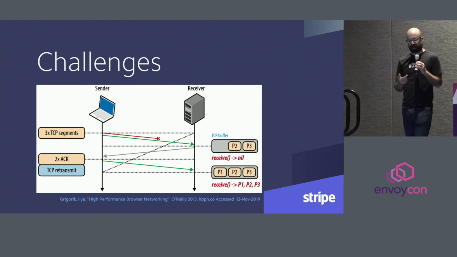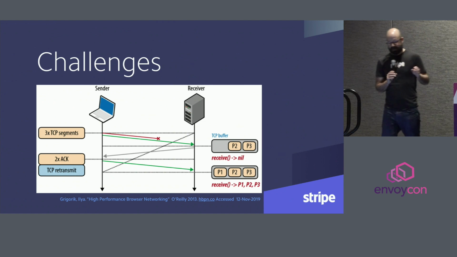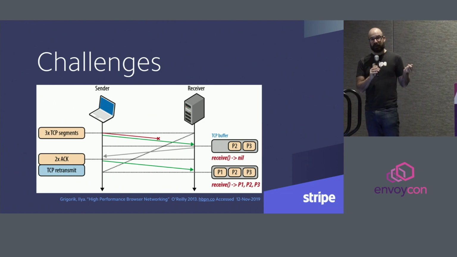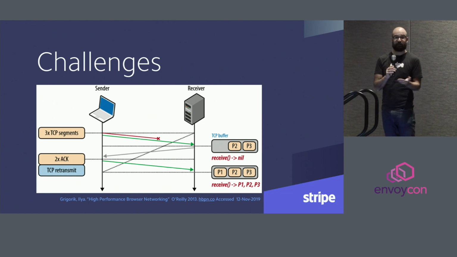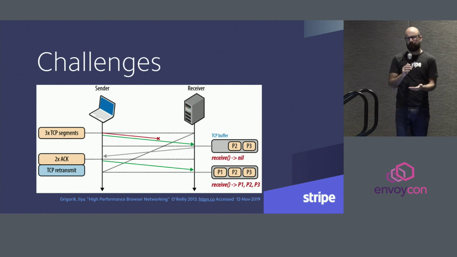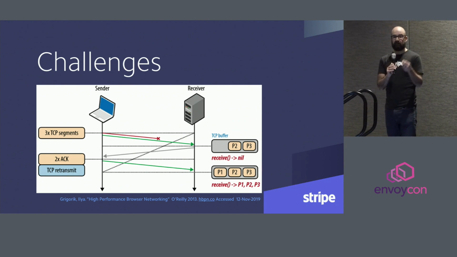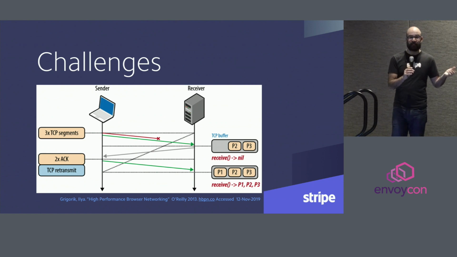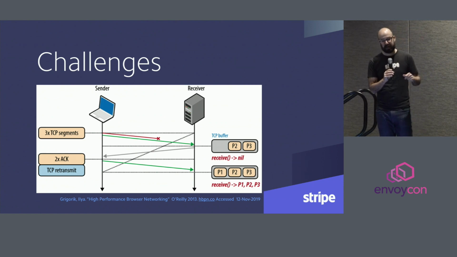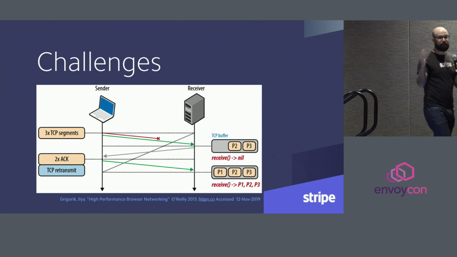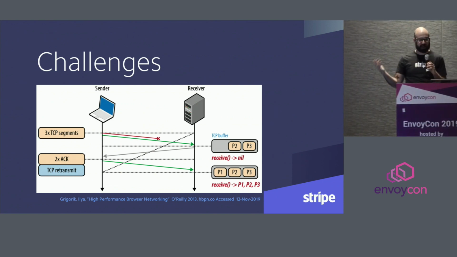TCP packet loss. So again, quick primer, packet loss and TCP retransmits are what happen when data gets lost in transit. So if we send 3 TCP segments, the receiver only gets 2 of them. Eventually, the fact has to be communicated that, hey, I didn't get one, retransmit it. This happens all the time. TCP is pretty good at dealing with this.